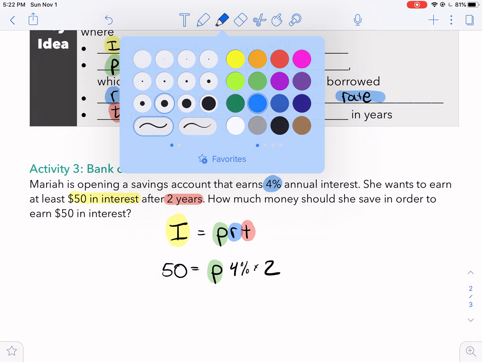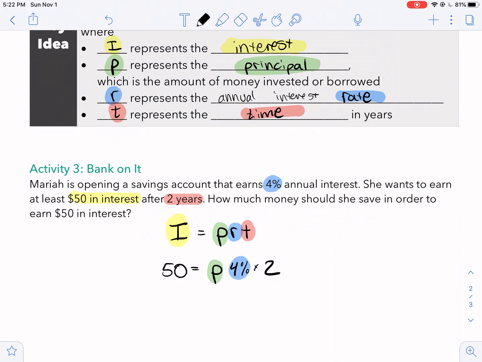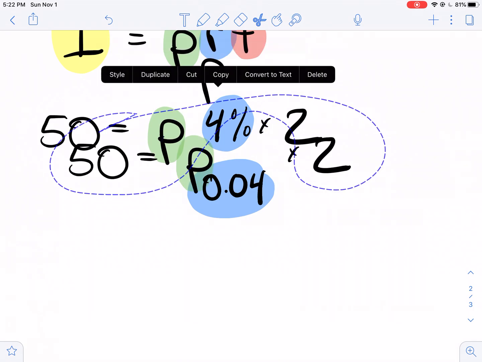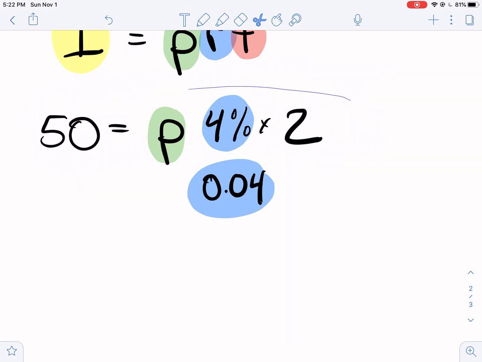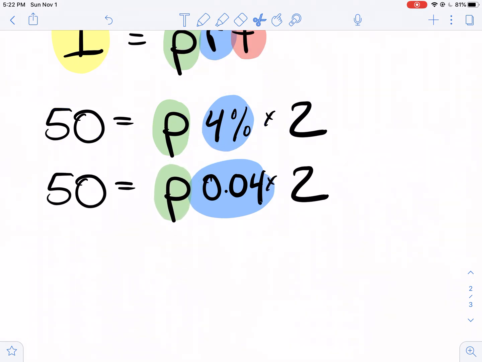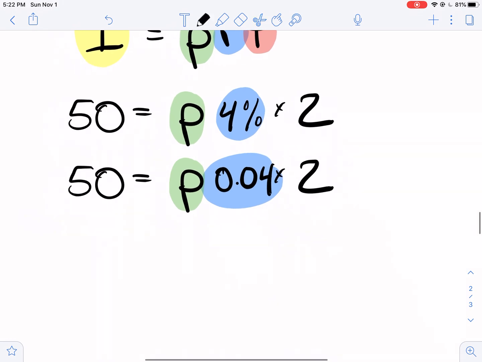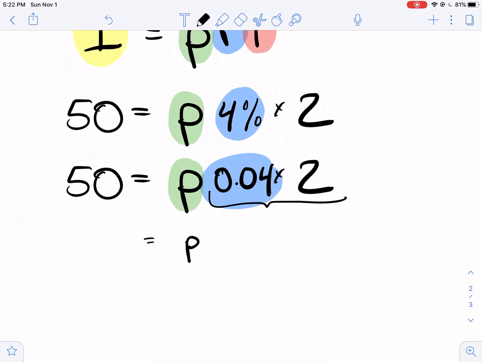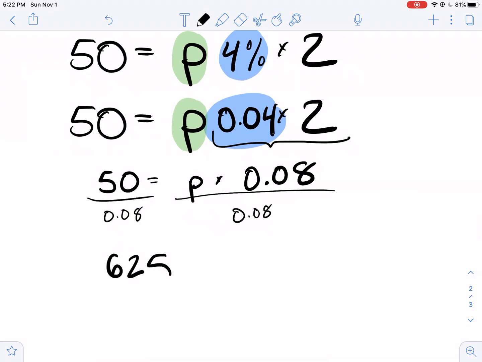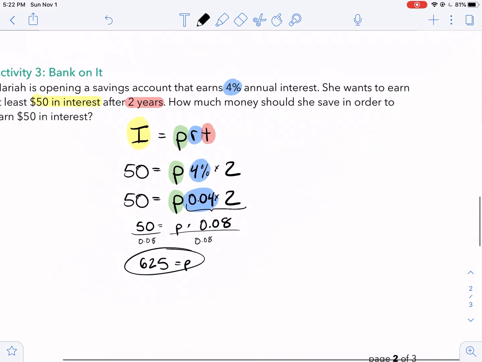Now look at this percent. This percent needs to be written as a decimal. So 4% is the same thing as 0.04. So the rest is the same. We're going to plug all this through our formula and see what we get. Okay, so 0.04 times 2, we can do that as our first step, is 0.08. So we get 50 equals P times 0.08. Let's divide both sides by 0.08. And we get 625 equals P.